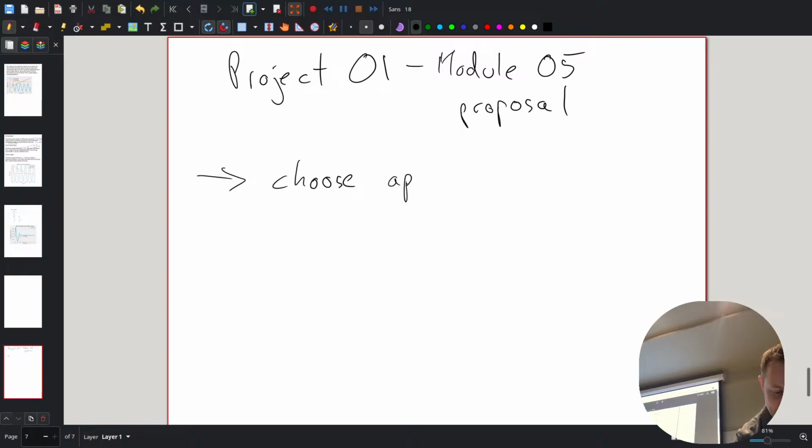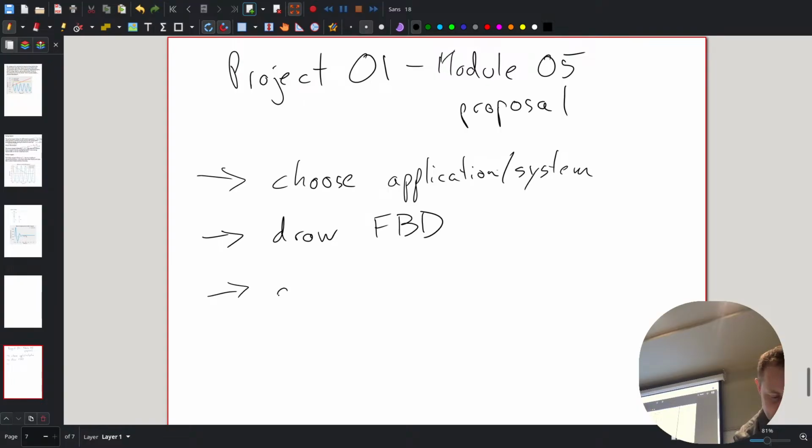choose an application or some kind of system, draw the free body diagram, draw the kinetic diagram. And that's the 3 steps. That's really the only 3 steps you need to get started for a dynamics kind of project.